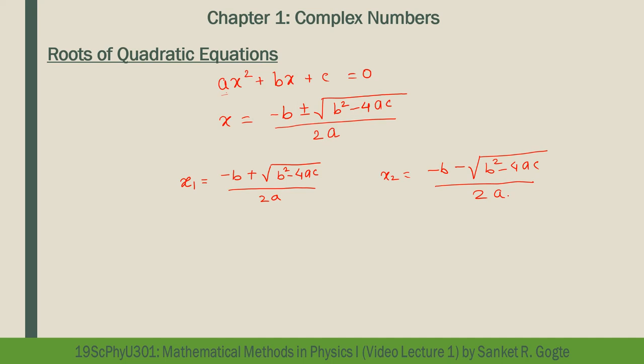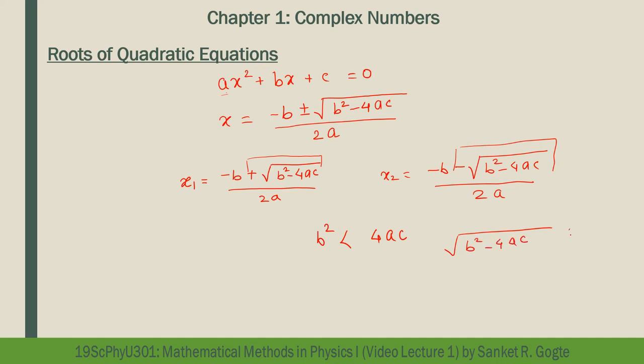Now you can see here in these roots, if you consider this particular term, what we have is square root of b square minus 4ac. Now a quadratic equation may have different coefficients, their values are independent of each other, and it may happen that b square actually is less than 4ac, and therefore what will happen is this term in the square root will become negative.